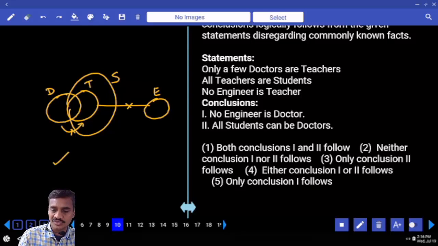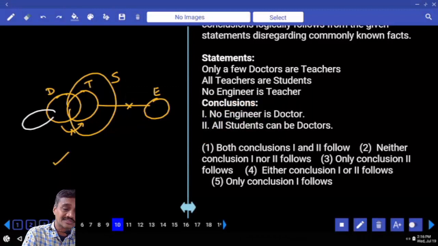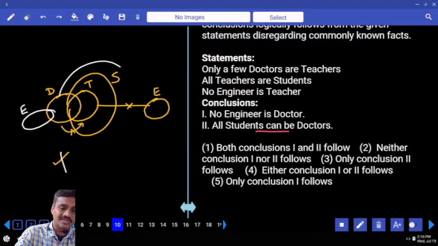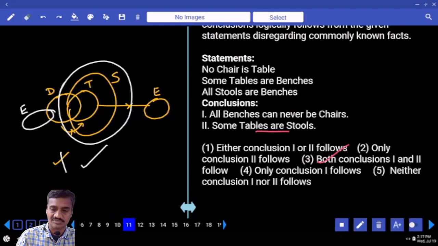And all students can be doctors. Then first one, it is a definite conclusion. No engineer is a doctor, to make this one false, now we need to write all or some engineers are doctors. Is it possible or not? Hence alternate diagram to previous conclusion, false. Then next one, all students can be doctors. This entire student can be a part of this doctor or not? Now tell me whether I can write doctor like this or not? Yes. Hence it is possible. Only two follows, that is choice 3, question number 10.